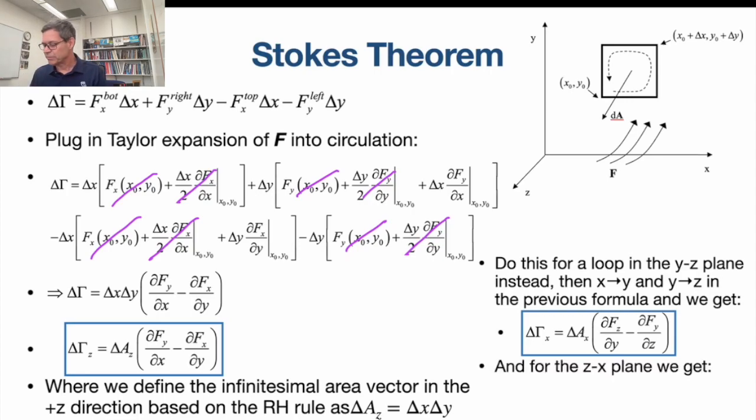I'll just write down for the xz plane, so that's this plane down below. We can do a similar transformation, and here's what you get. dfx dz minus dfz dx times the area vector pointing in the y direction, because it's pointing out that way. Okay, what have we learned from all this? Let's go on to the next slide.